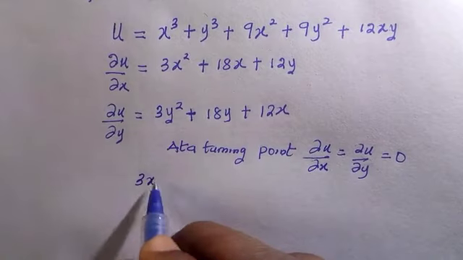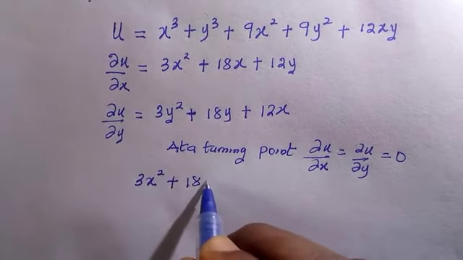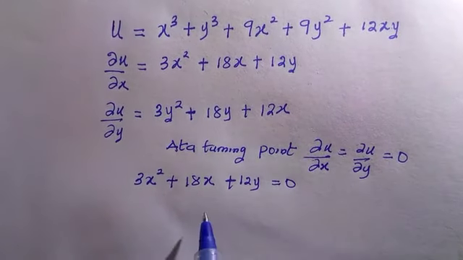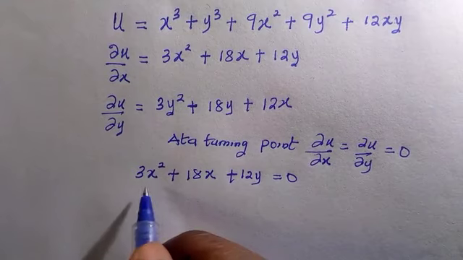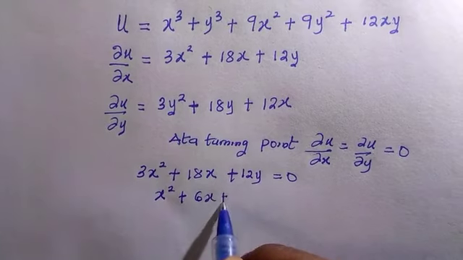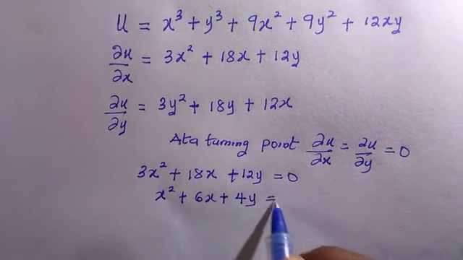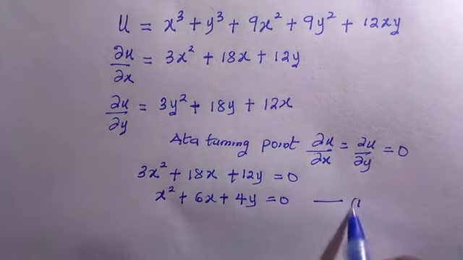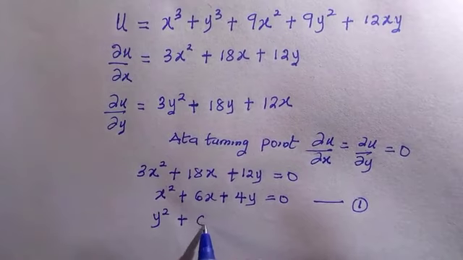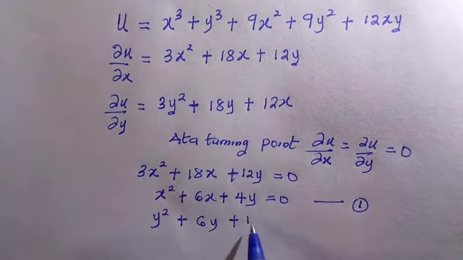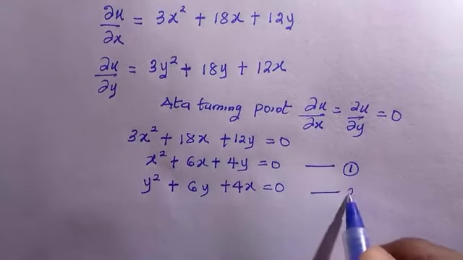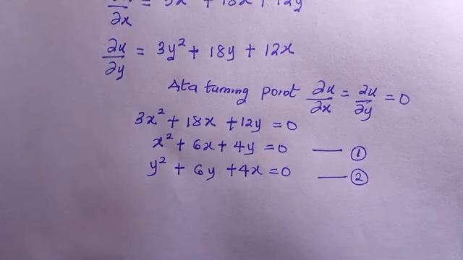If I now let the equation above equal 0, that is 3x squared plus 18x plus 12y equals 0, and we can reduce this because 3 can go into everything. Dividing both sides by 3, we have x raised to power 2 plus 6x plus 4y equals 0. You call this equation 1. And the second one can also be reduced, which is y raised to power 2 plus 6y plus 4x equals 0.